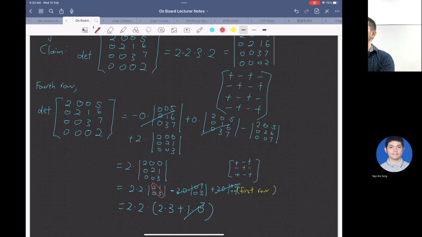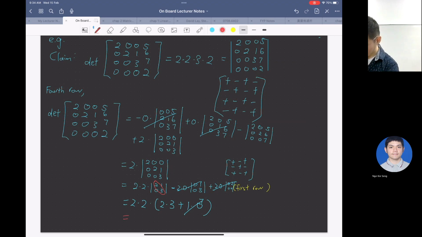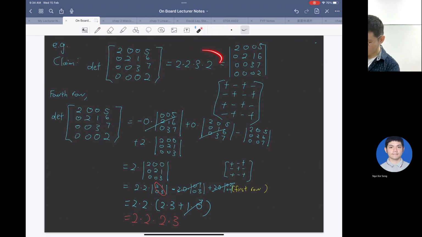3. So the product of the diagonal survives again, but the other diagonal is 0. So in the end, it turns out to be 2 times 2 times 2 times 3, which is what we started with. The order changed because you pick a different order to find the determinant. If you pick the order like this, then you should have the same order of products. But the order changed here because you pick a different row.